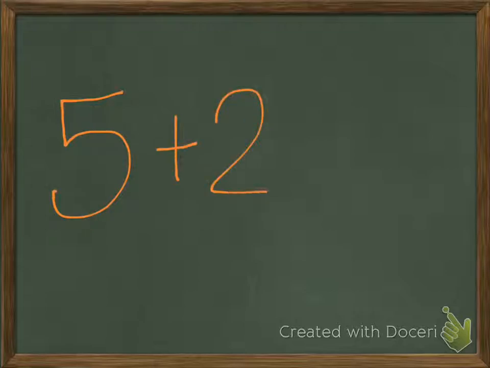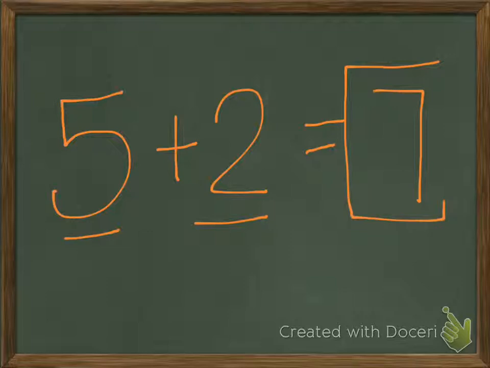When working with your first grader at home in math, it's important that you use the same vocabulary that we use here at school. For example, in the addition fact, 5 plus 2 equals 7, 5 and 2 are called addends, and the answer is called the sum.